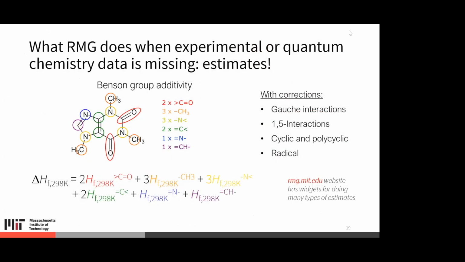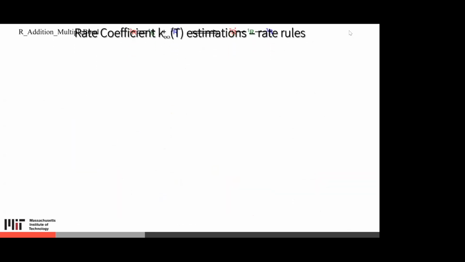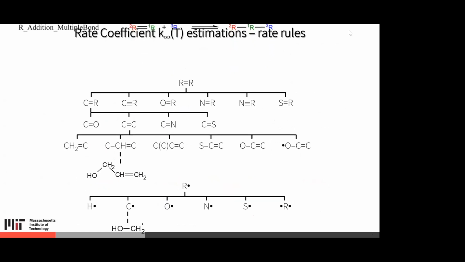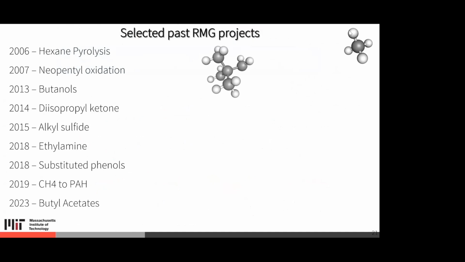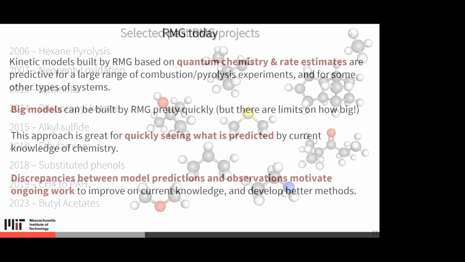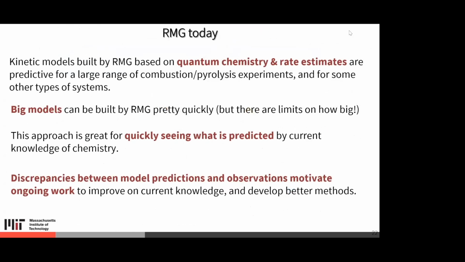And this is group contributions. That's one of the most common ways to do estimates for thermochemistry. We also have estimates for reaction rates. We did it by classifying the reactions by a tree and then picking estimates for each node of the tree. We've done a lot of different molecules in the past, and many more than what I show here. And RMG today is really quite good for combustion and pyrolysis. If you're doing those kinds of problems, you should expect that RMG could be able to build a model for you that works.